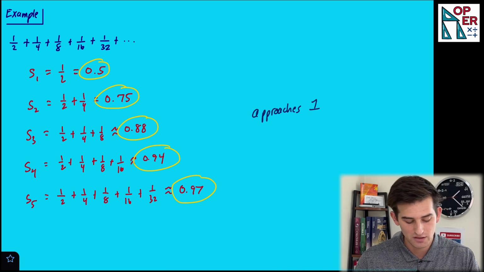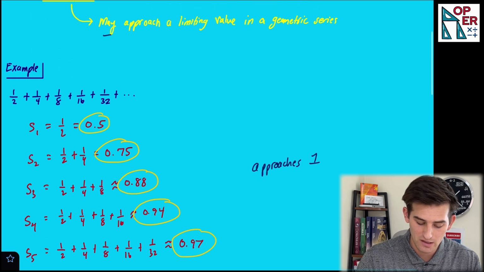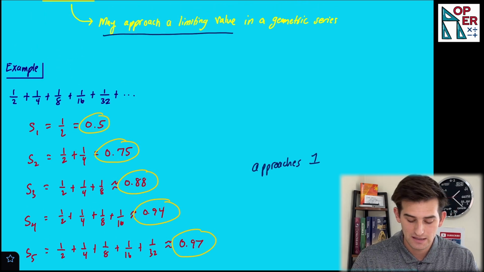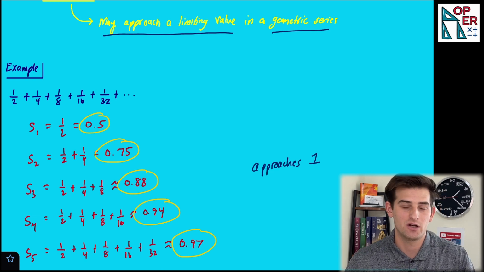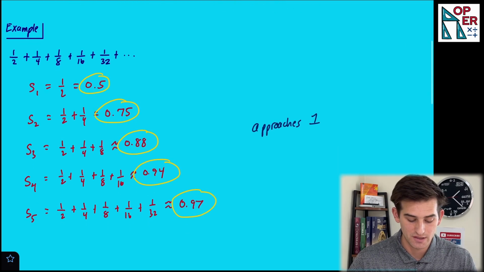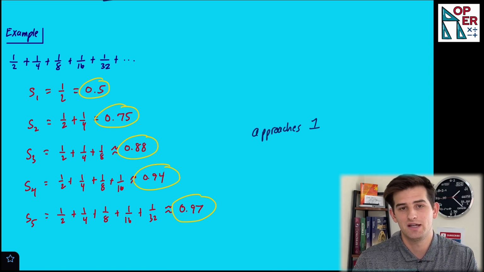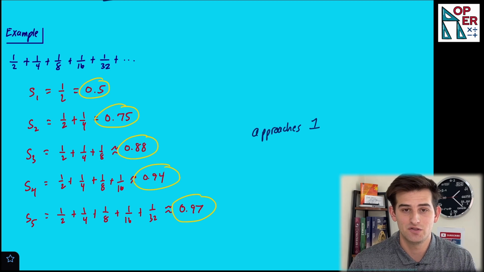Right now we're just looking at partial sums, because we can tell that partial sums may approach a limiting value in a geometric series, especially when our common ratio is a fraction between 0 and 1. So that's how we can find partial sums of an infinite geometric series. And like I said, check out the next video when we use this information to come up with an equation that will help us find the sum of the infinite geometric series.